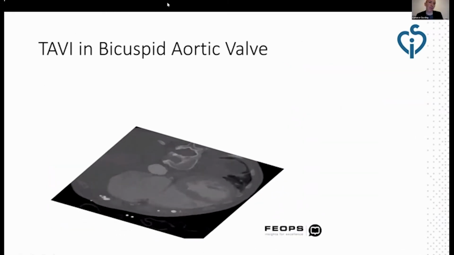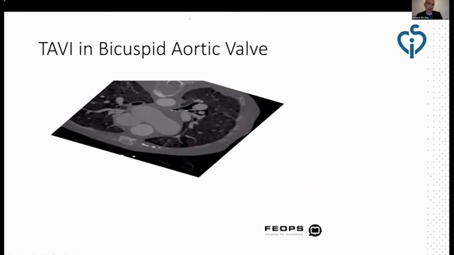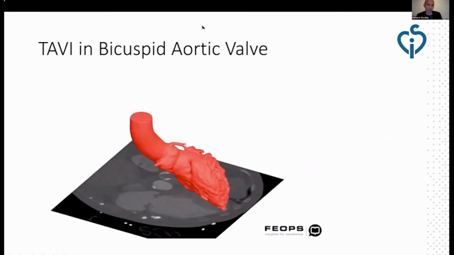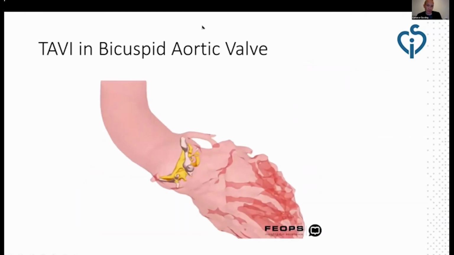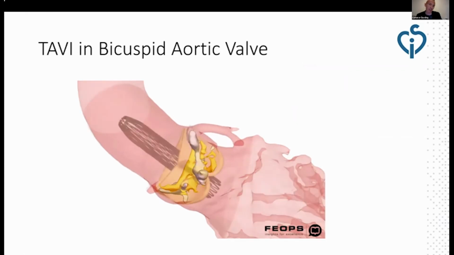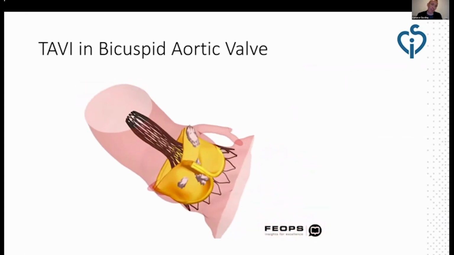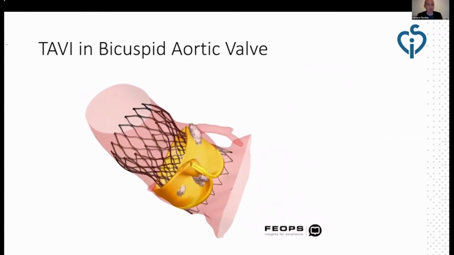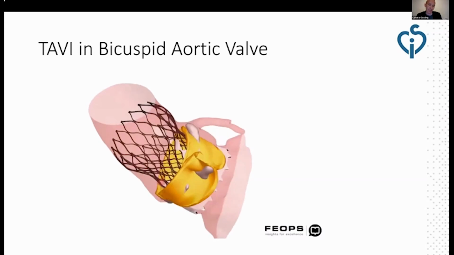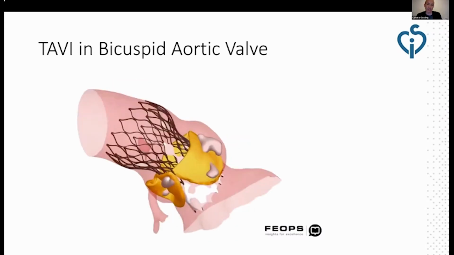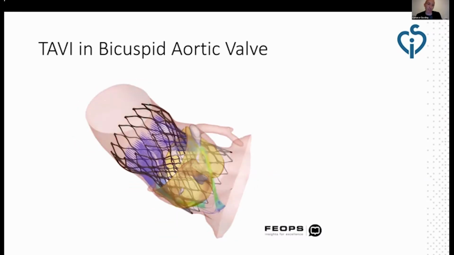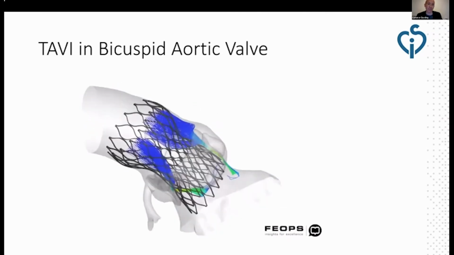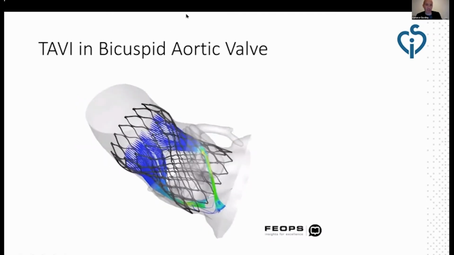The work that we've been working on is using the computer simulation in bicuspid valves, as we strongly believe that this technology has a role in these more complex anatomies. Here you can see the process that's involved. We take the preoperative CT scan, use that to create a finite element model of the aortic root, and then perform finite element analysis to simulate the interaction between the transcatheter heart valve and this native anatomy. Here you can see the deformation of the transcatheter heart valve within the bicuspid anatomy. Then we extract the blood domain to perform computational fluid dynamics to simulate paravalvular regurgitation.